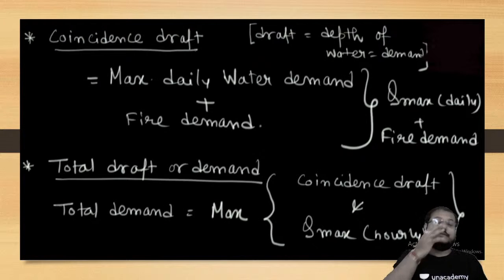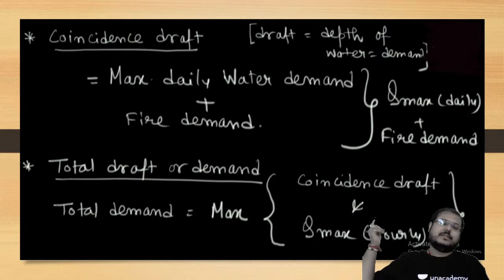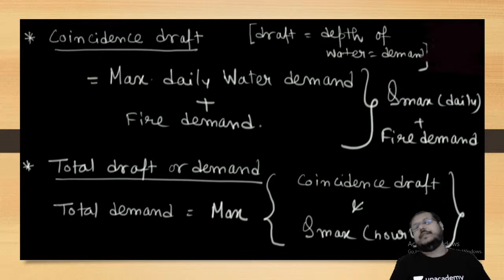Then we went for two things, coincidence demand and total demand. Coincidence demand is the summation of maximum daily water demand and fire demand, and total demand is the maximum between coincidence demand and Qmax hourly. So first you find Qmax daily, fire demand, and Qmax hourly. Then add Qmax daily and fire demand, and check whether that coincidence demand is more than Qmax hourly or not. Whichever is higher becomes the total demand.